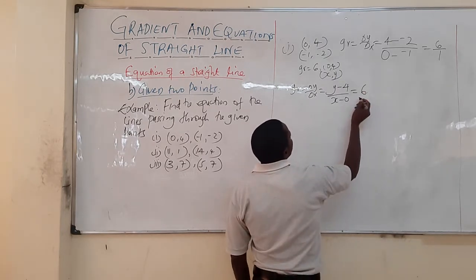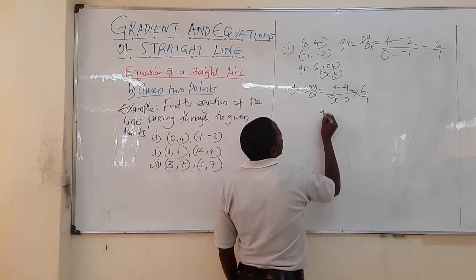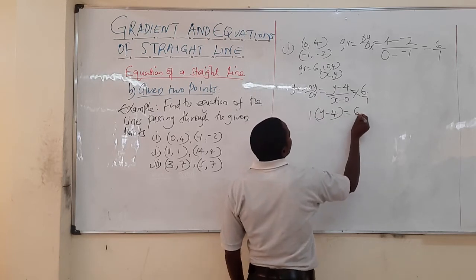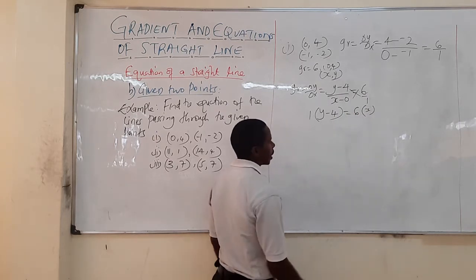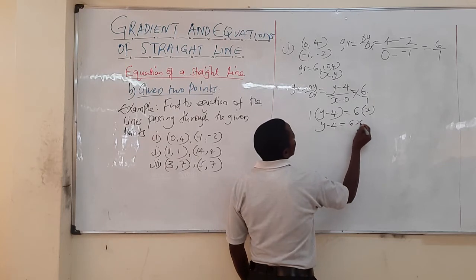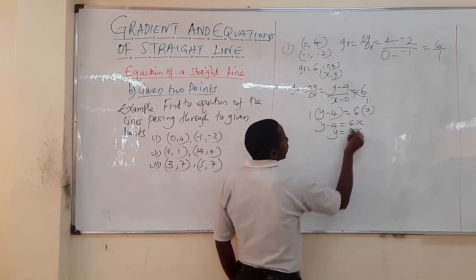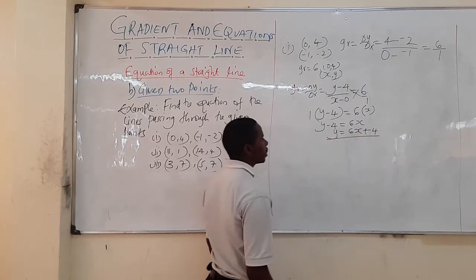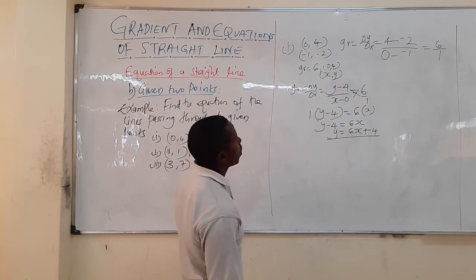Then from there, 6 is the same as 6 over 1, we cross multiply, get y minus 4 times 1 should be equal to 6 times x minus 0, which is x, so I write it like that. So y minus 4 is equal to 6x. This minus 4, you can take it to the other side, it's going to be plus 4, so y is equal to 6x plus 4. So that is how you get the equation of a line given the 2 points.